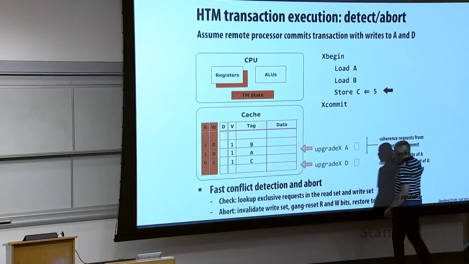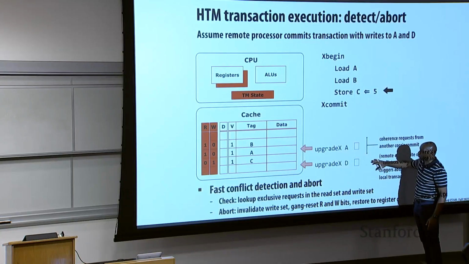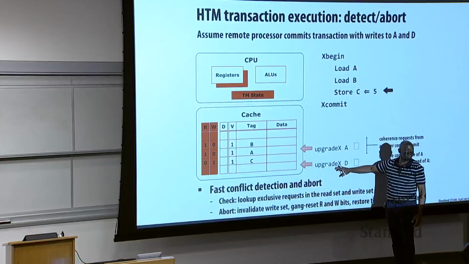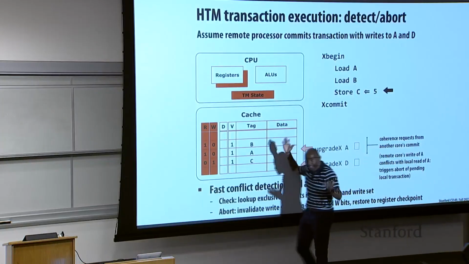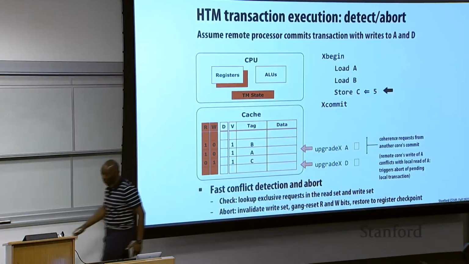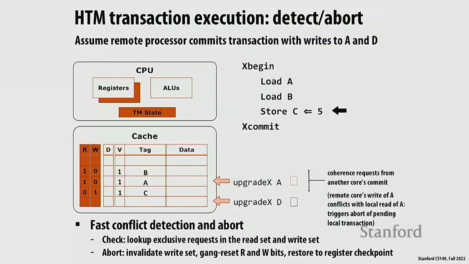And this other case is where I see an upgrade for D. What happens as far as this transaction is concerned? Nothing, right? D is not in the cache. There's no match with the entries in our cache, and so there can be no conflict.